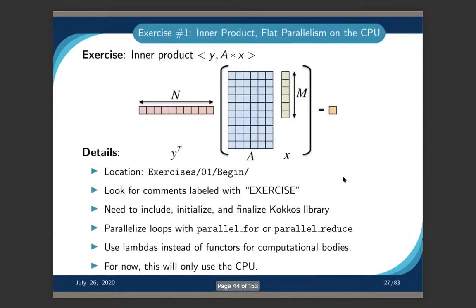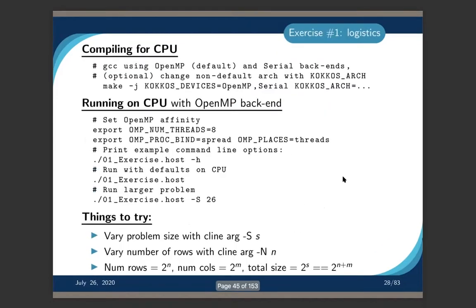Basically, this first exercise, because we haven't managed data yet, will only run on the CPU. So we can run that with OpenMP and stuff like that. Generally, the exercises have a couple of arguments. The capital S essentially provides the total size, effectively the total number of elements in the matrix, but as a power of 2. So if you have like S26, then there are 2 to the 26 elements in this thing. And you can change the number of rows by specifying n in the same manner.